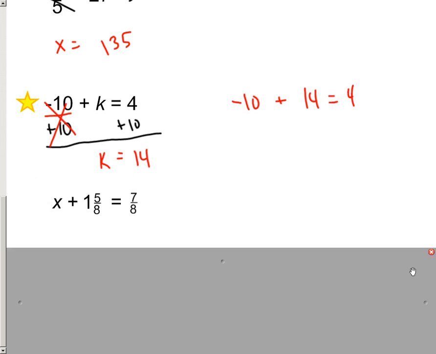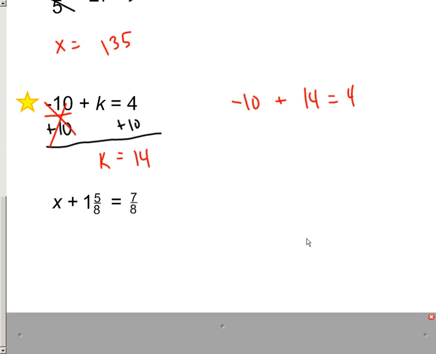I think I've got 2 other equations right here. This is one where suddenly it's not so easy anymore, and we need to take a look at how to do this. X is adding 1 5/8, and it equals 7/8. So since it's adding 1 5/8, we need to subtract 1 5/8. Well, 1 5/8 minus 1 5/8 is nothing, and so the x is free.